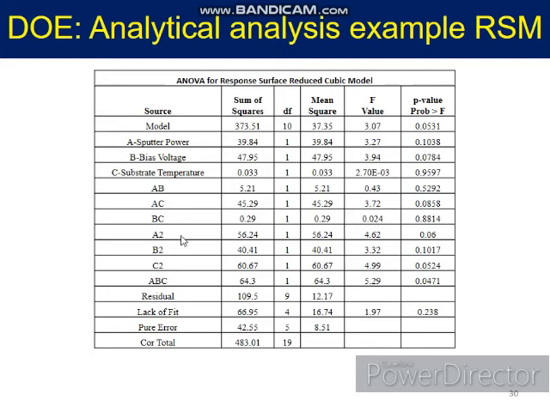A², B², and C² are A squared, B squared, and C squared, which are the quadratic functions of the factors. This is the ANOVA table that you get from the analysis. The software will do it for you, but you need to be able to interpret the result, so I'm just going to quickly show you what I got from here.